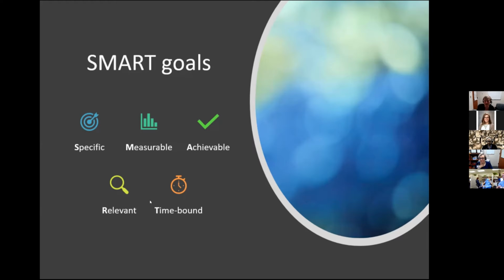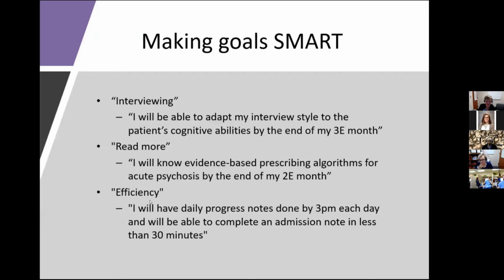And then time bound. Again, setting an end point for yourself to reassess: did I achieve my goals? Do my goals need a little bit of tweaking? What do I need to do?